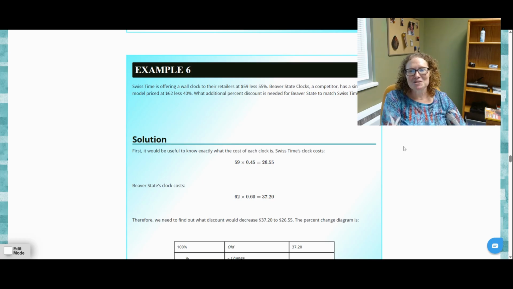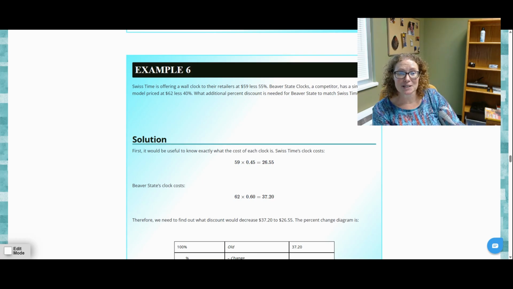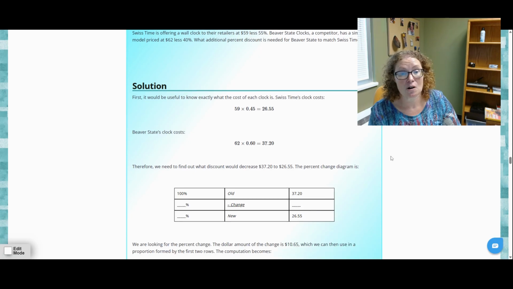Another example. Swiss Time is offering a wall clock to their retailers at $59 less 55%. Beaver State Clocks, a competitor, has a similar model priced at $62 less 40%. What additional percent discount is needed for Beaver State to match Swiss Time's price? So we look at first 59 times the 0.45, which remember is the complement to 55%. So Swiss Time's clock costs $26.55.